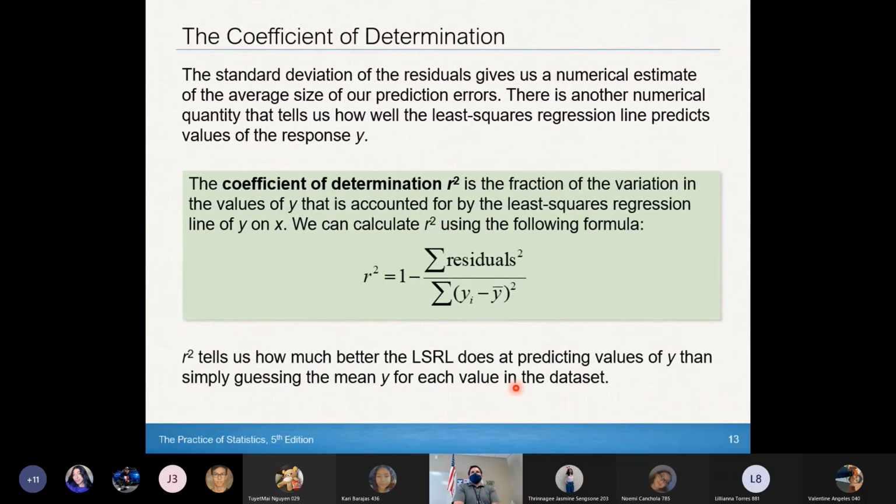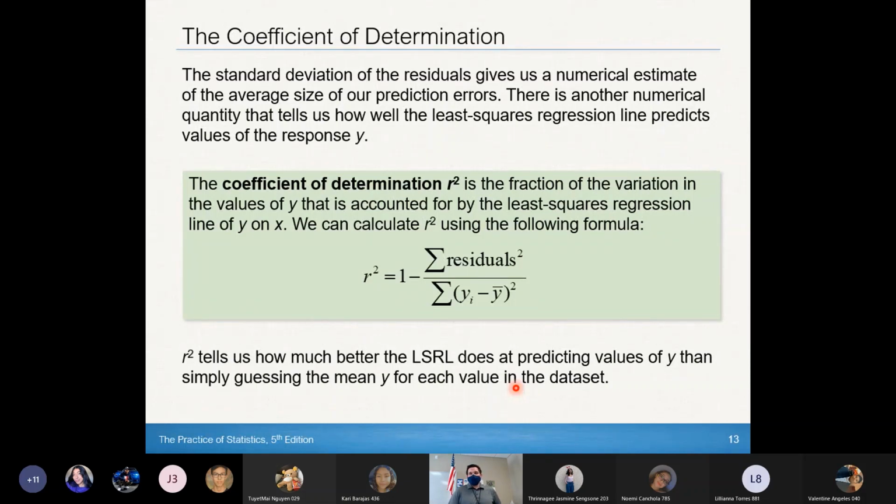So then we have the coefficient of determination. The standard deviation of the residuals gives us a numerical estimate of the average size of our prediction errors. There is another numerical quantity that tells us how well the least squares regression line predicts values of the response y. The coefficient of determination, r squared, is the fraction of the variation in the values of y that is accounted for by the least squares regression line of y on x. We can calculate r squared using the following formula.